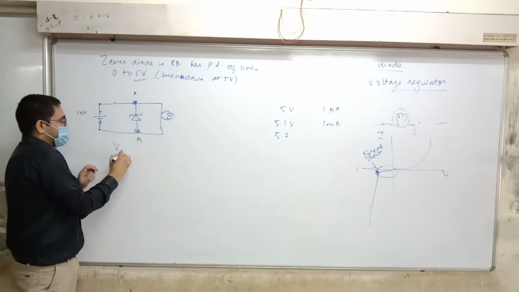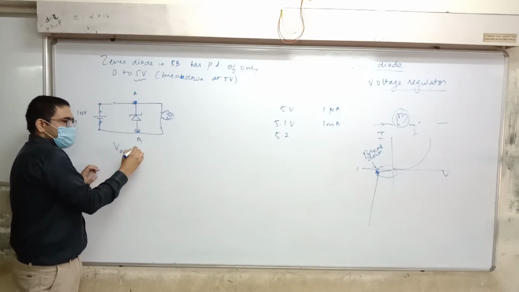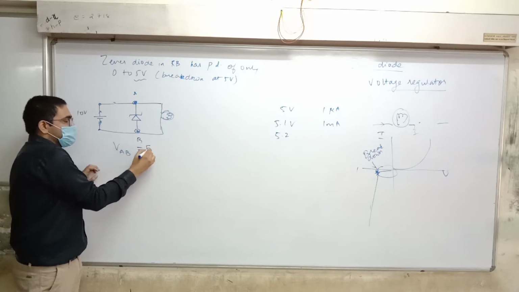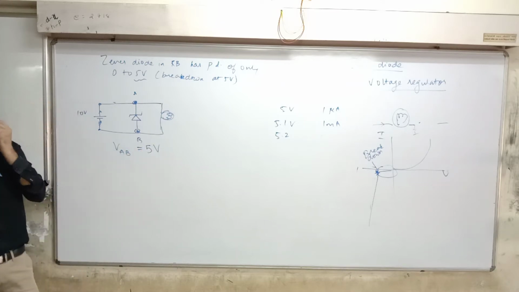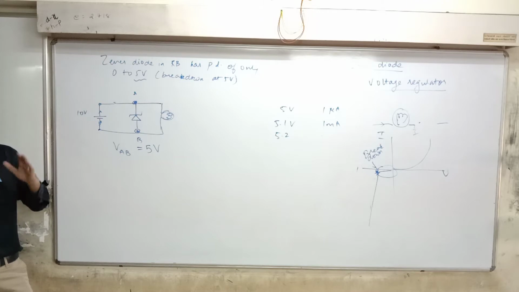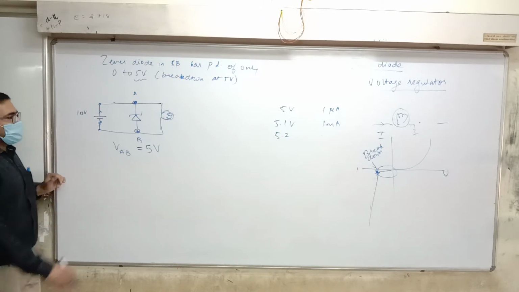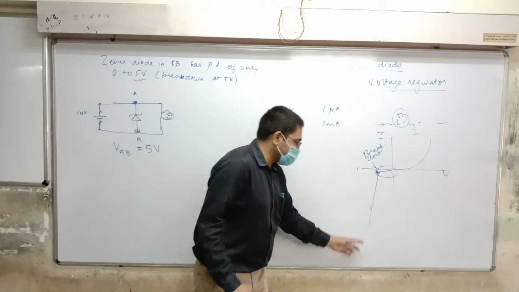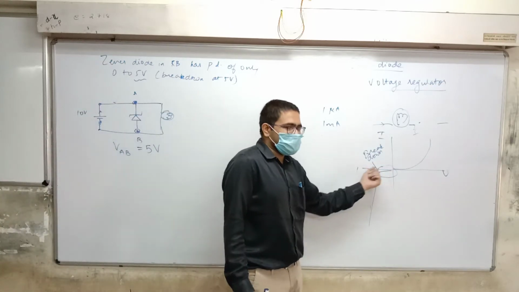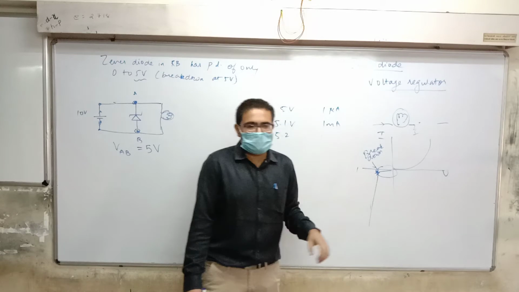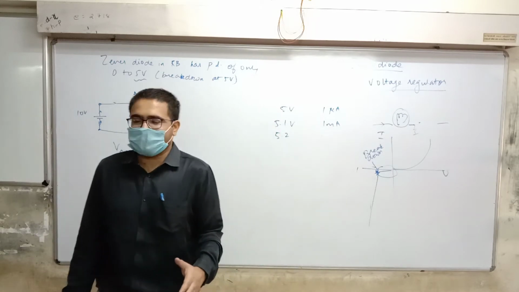What I mean to say is VAB will not go beyond 5 volt. You understood? VAB will not go beyond 5 volt. Okay, why should this happen? Let's see. The answer lies in this: when you try to increase the voltage beyond this breakdown, the current increases very fast.